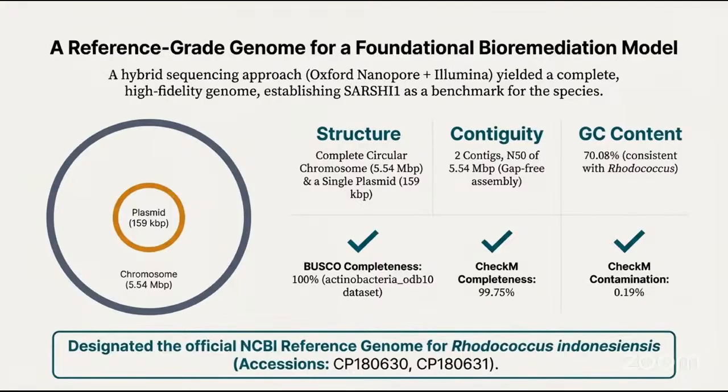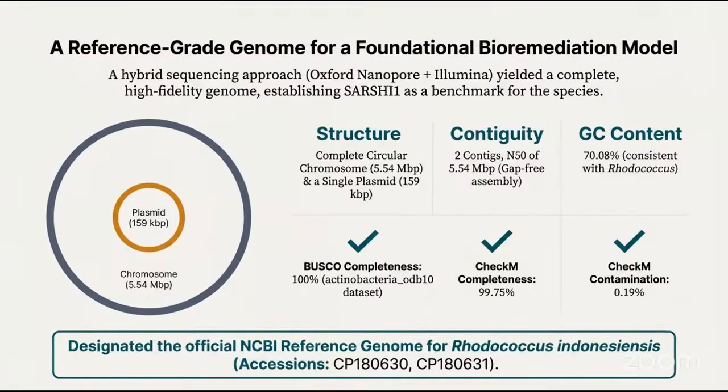We used Unicycler, and we tested a lot of other software, but we got very good results with Unicycler, which can take both the reads together, and we were able to assemble it in a very good manner, where we got only two contigs. The N50 value, which tells you how good your assembly is, was around 5.54 Mb. And we got one circular chromosome and one single plasmid.